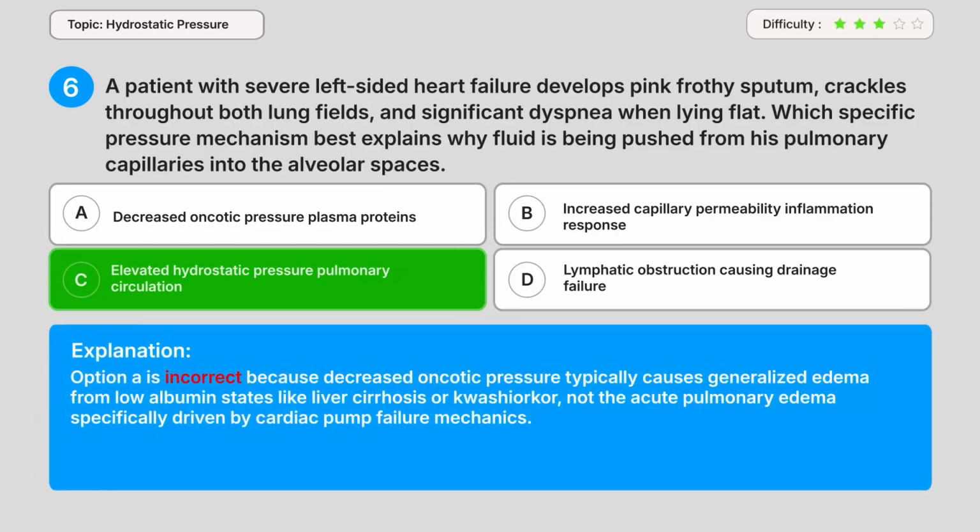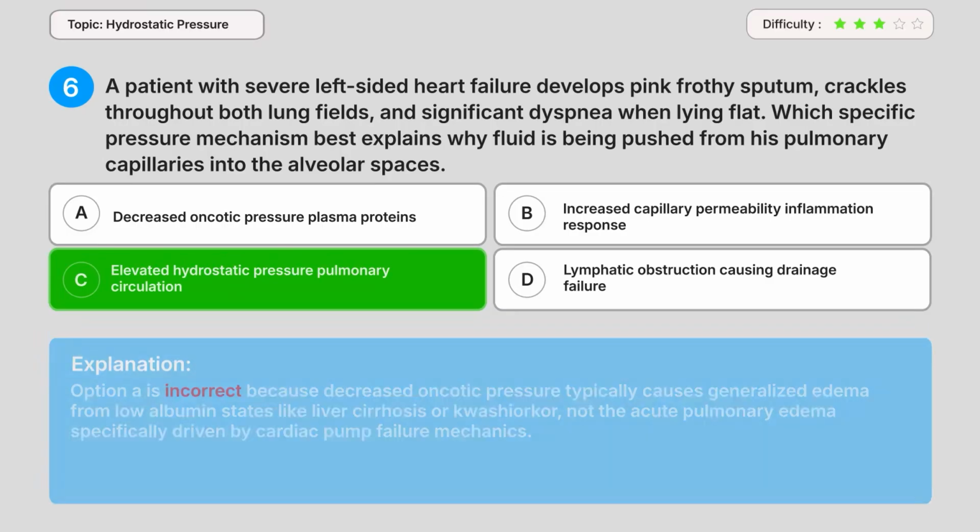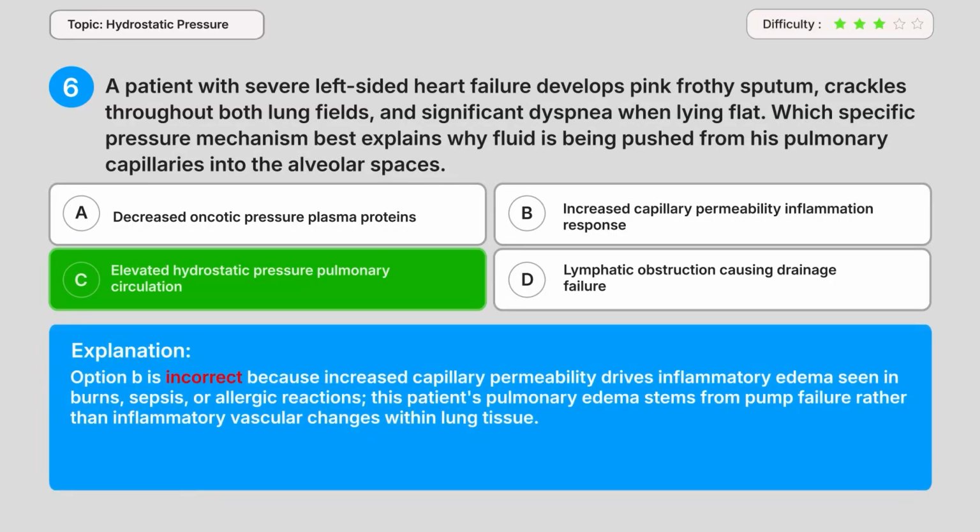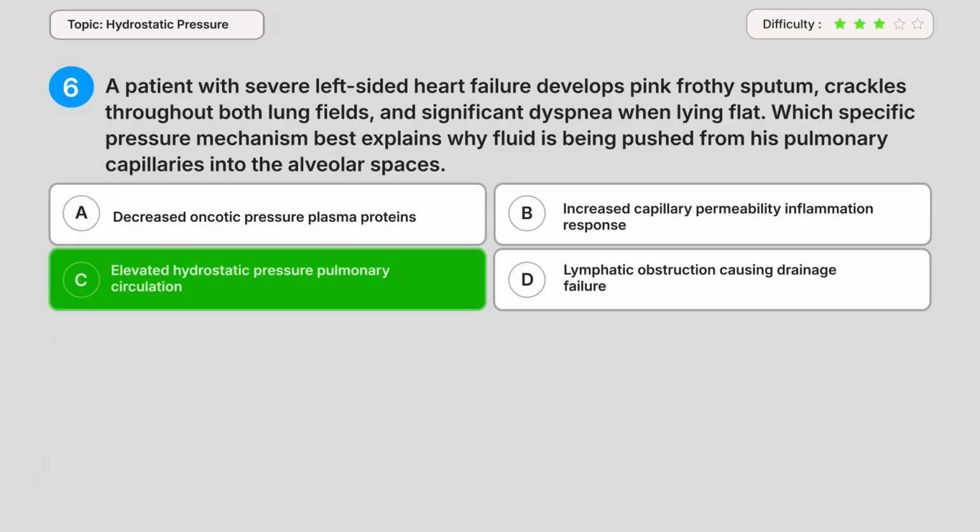Option A is incorrect, because decreased oncotic pressure typically causes generalized edema from low albumin states like liver cirrhosis or kwashiorkor, not the acute pulmonary edema specifically driven by cardiac pump failure mechanics. Option B is incorrect, because increased capillary permeability drives inflammatory edema seen in burns, sepsis, or allergic reactions. This patient's pulmonary edema stems from pump failure rather than inflammatory vascular changes within lung tissue.